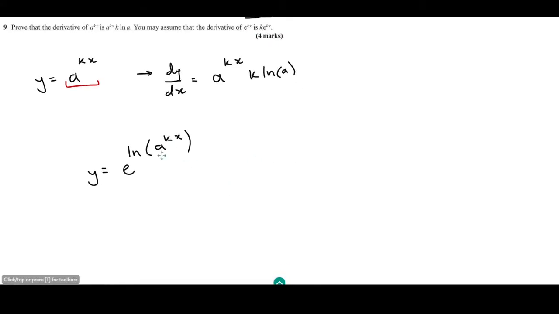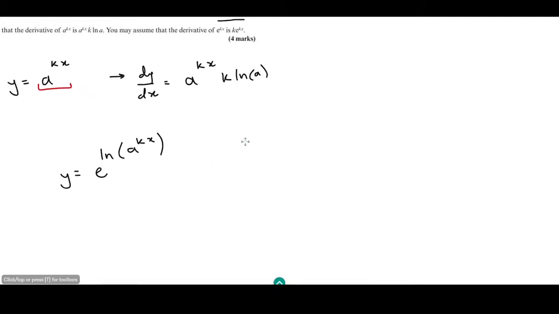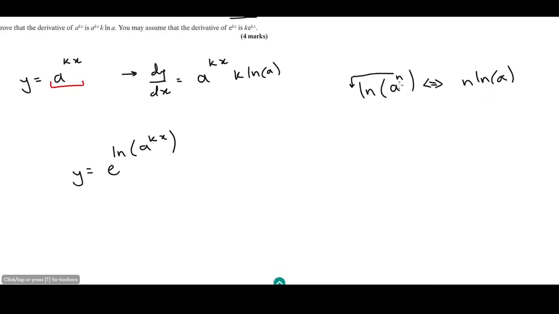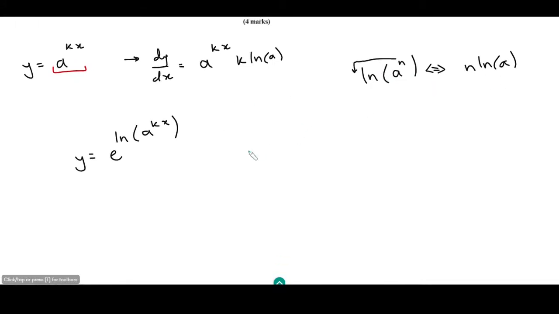Once we've done this, we can use our ln rules. So we know that ln of, for example, a to the power of n is the same as n ln of a. So you can bring the power outside. And this works both ways, so you can even bring the power inside if you want to. But we're going to be using it going from left to right. So we want to take the power outside. What I mean by this is I'm going to take kx and bring it outside. So I have e to the power of kx ln of a.